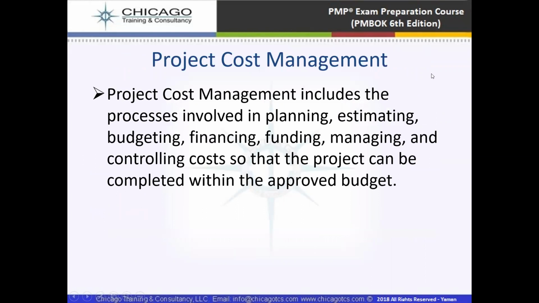So project cost management includes the processes involved in planning, estimating, budgeting, financing, funding, managing, and controlling costs so that the project can be completed within the approved budget. Again, it's the same definition. It means in cost management there are processes like planning, estimating, budgeting, financing, funding, managing, and controlling costs, to achieve the project objective within the approved budget.